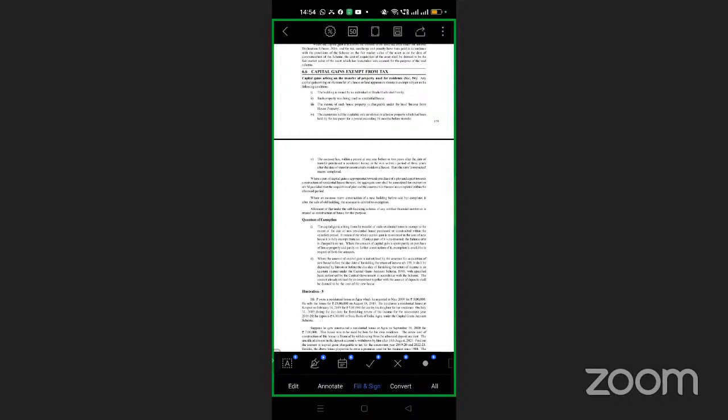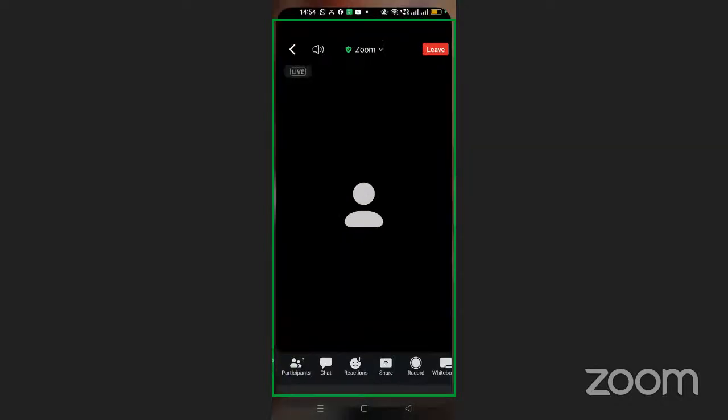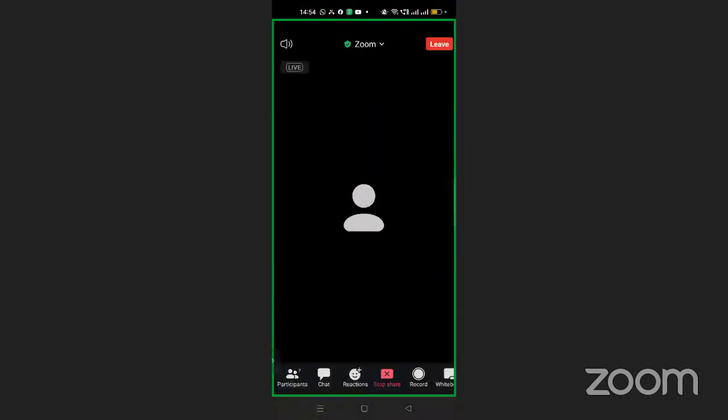So we have 8 exemptions. The first one is under section 54. So instead of sharing this, wait, I'll share the whiteboard. So here we have exemptions.